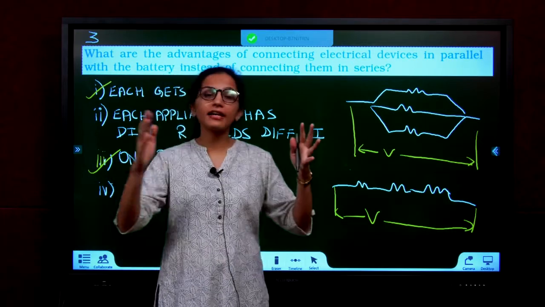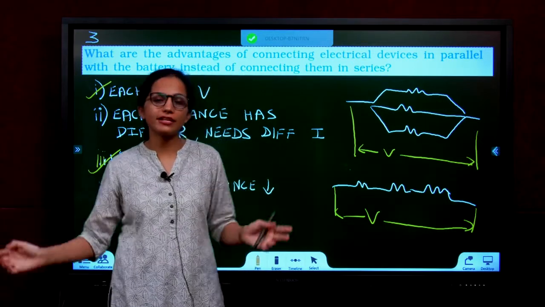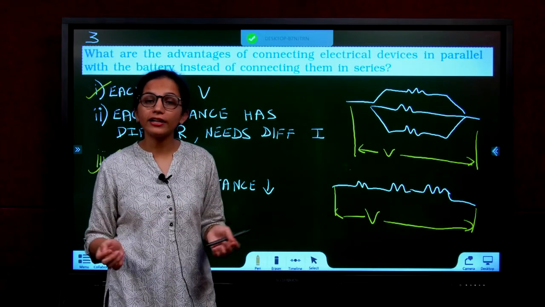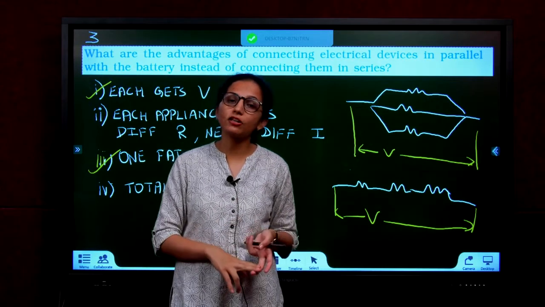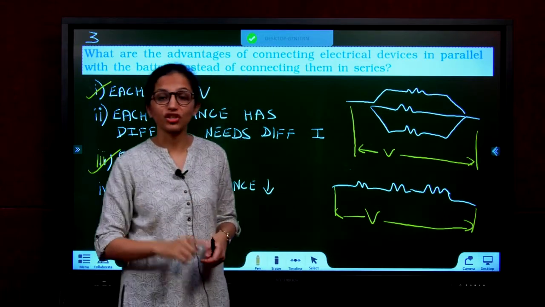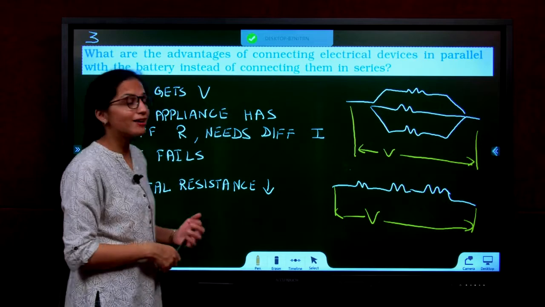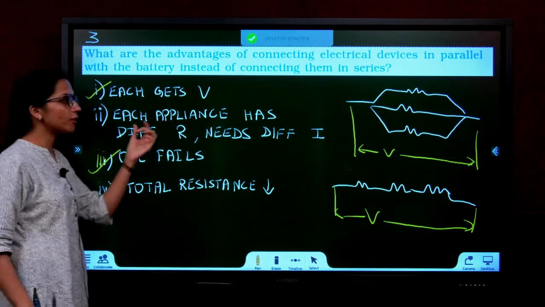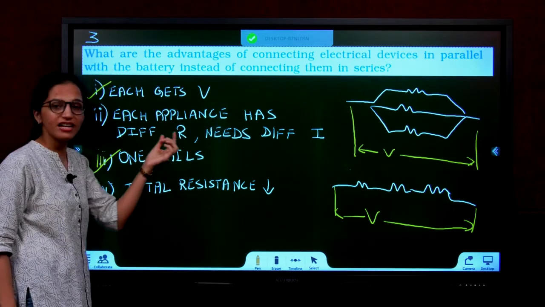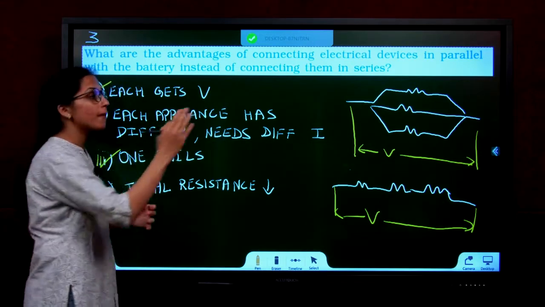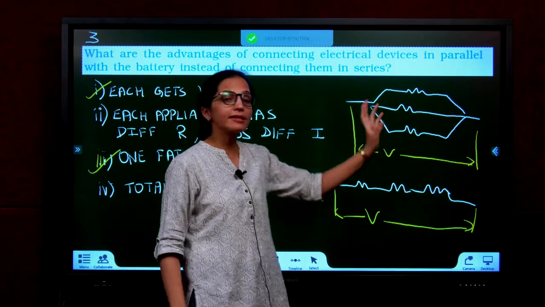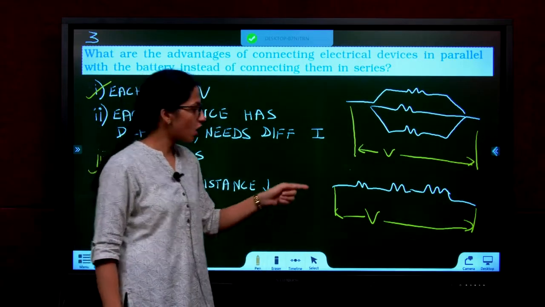So different devices in our house have different resistances and they need different currents. So when do you get different current? In series combination or parallel combination? Parallel combination, which is why it is beneficial to choose parallel over series again, as each appliance in the house has different resistance and it needs different current. It is better to choose parallel because you get different currents in parallel combination, whereas in series all will take the same current.